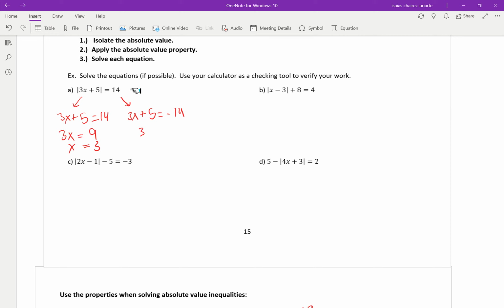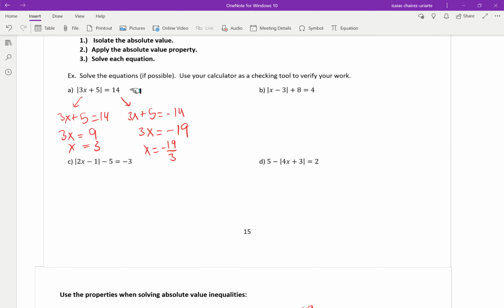Over here I have to subtract 5 from both sides. So this would say 3x equals, and now I would have to think negative 14 minus 5, that's negative 19. And then I have to divide everything by 3. So x is equal to negative 19 over 3. Okay. Those are my answers. And if you're doubtful, you can always check your work too.